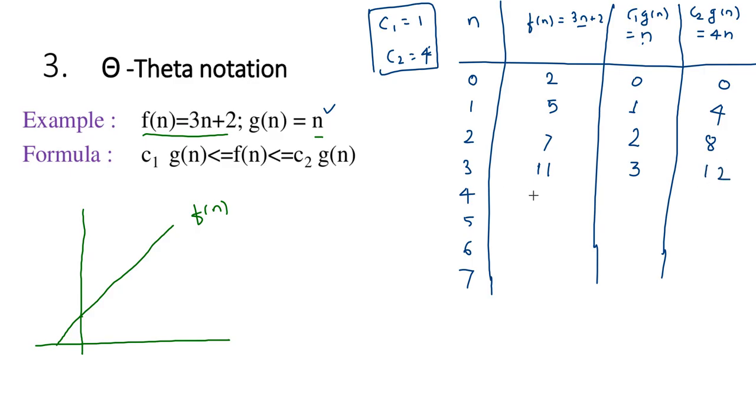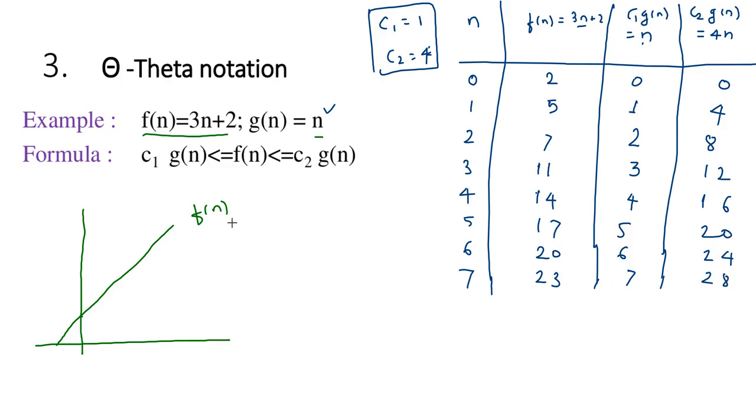So again you can see that for 4, it is 3 into 4, that is 12 plus 2, 14, and n is 4 as it is, and here it is 4 into 4, 16. For 5 it is 15 plus 2, that is 17, 5 and 20. Then for 6 it is 18 plus 2, 20, then this is 6, and 4 into 6, that is 24. Then 21 plus 2, 23, then this is 7, and this is 28.